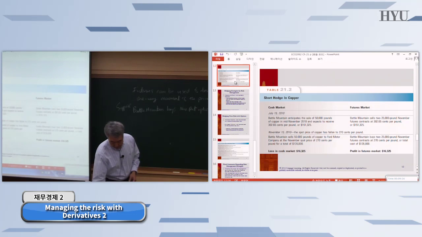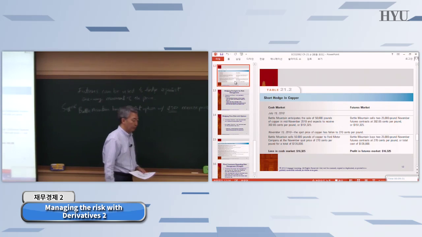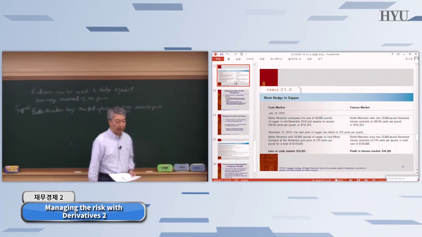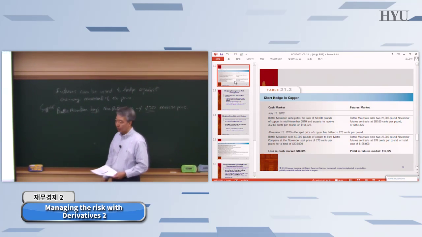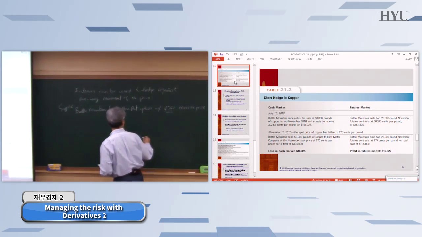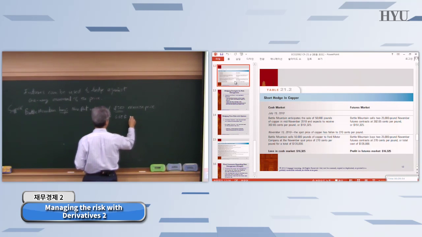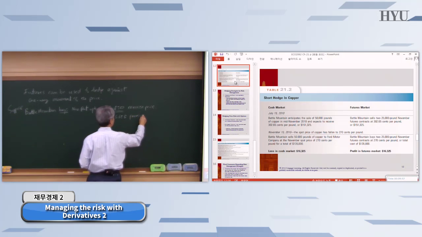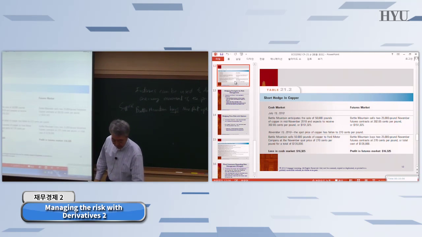Well, the difference between future and option here, one difference is in order to buy an option, you have to pay a premium. So let's say 6.65 cents premium. You know, it's like insurance. In case price goes down, you will exercise.